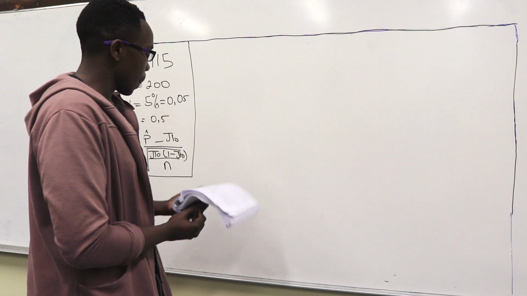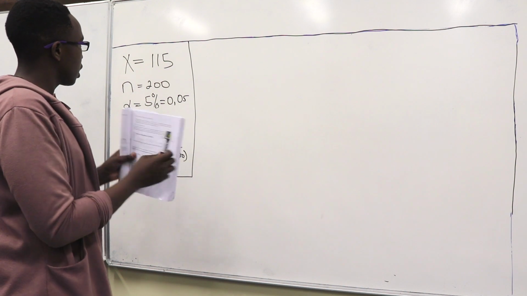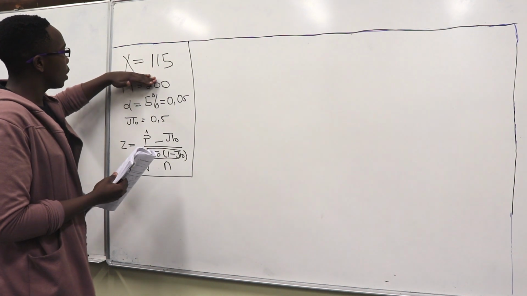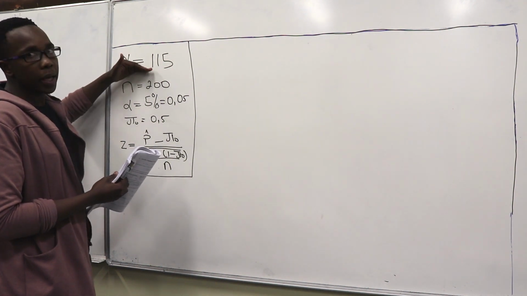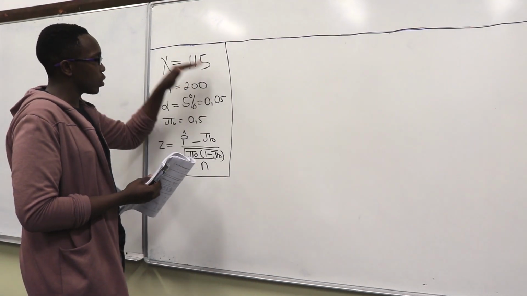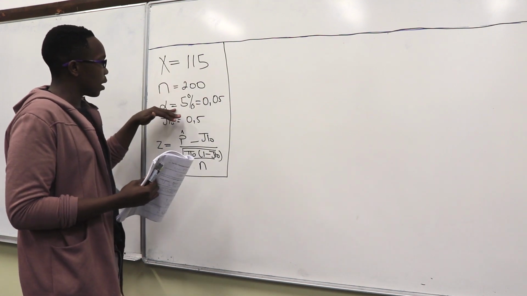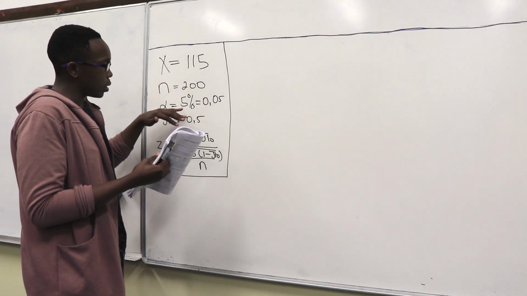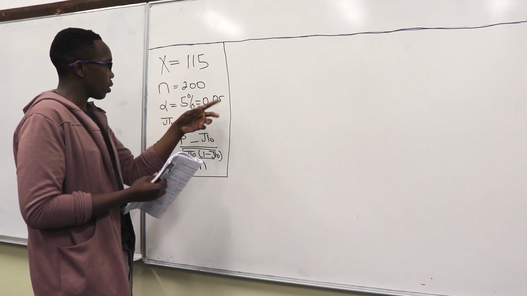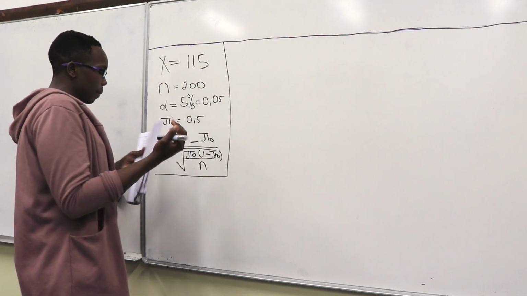So what I did, I collected the data from the question. We're given the X, the number of people that prefer to leave a message with the voicemail system rather than a person, and then we have N, the total number of executives, and then we have alpha. The alpha that we're given is 5% as the level of significance. 5% is 0.05.